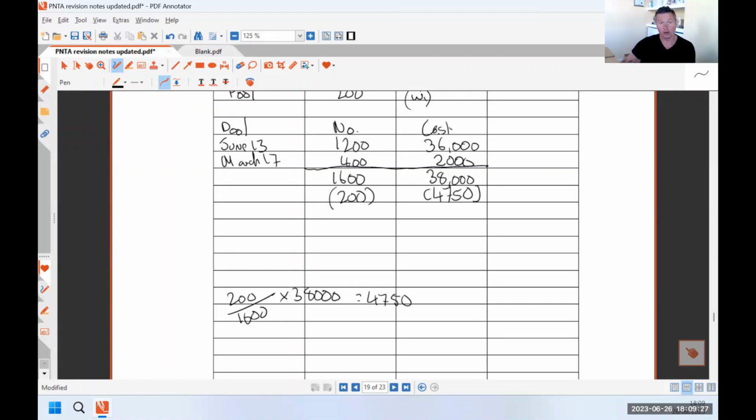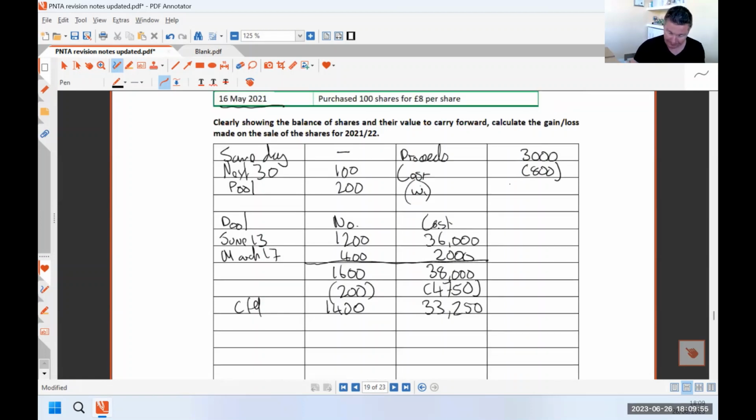Cool. So we've got there, but we don't stop there. We don't want to be throwing marks away. So we need the carried forward figure of 1,400 shares. You will lose marks if you do not have this carried forward figure on your share pool, because you'll need that in the future for the next transaction, leaving £33,250 left in the share pool.